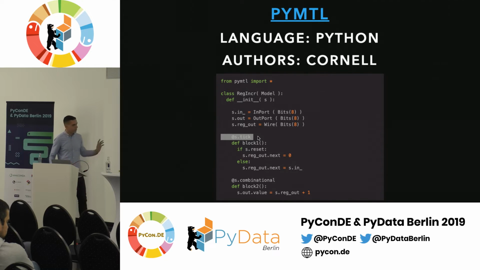Same event-driven paradigm applies here with a little bit less flexibility about what the events are. So something like tick is essentially always at clock. Combinational is like the reactive assignments that essentially say s.out is forever equal to the value of regout plus 1.